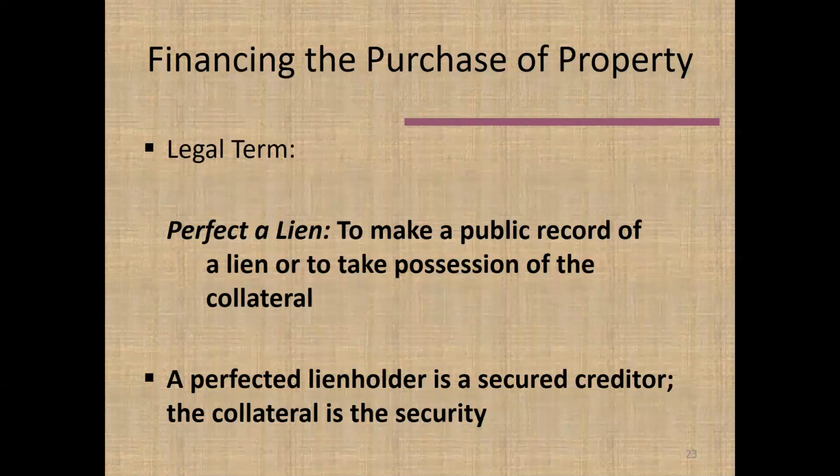So that's not very helpful for me to have a loan to buy tables if the bank is going to keep the tables. But the bank is probably going to want to have a public record of the lien in the event that I don't pay the bank back. The bank is going to want to be able to get the collateral back. The bank in this situation, because it has a perfected lien, is going to be a secured creditor. The collateral is the security, those tables in this case.